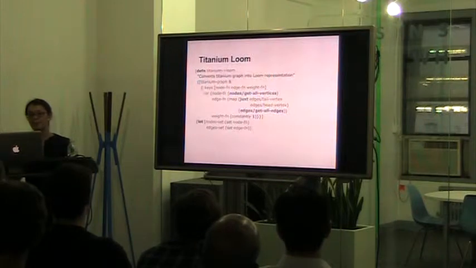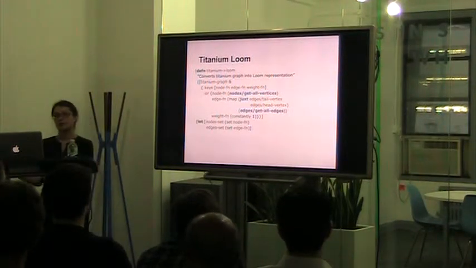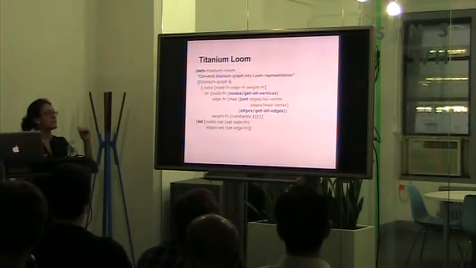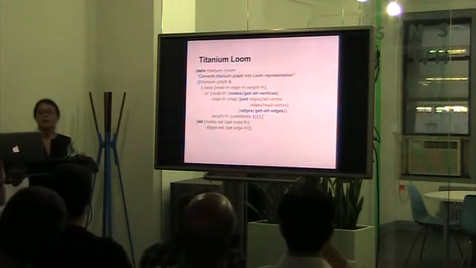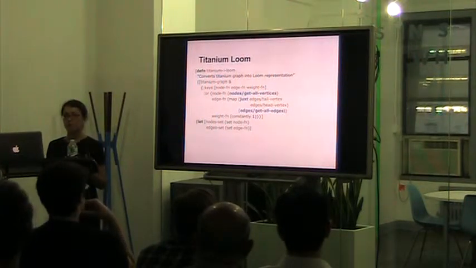So now, how do we do this? Our Titanium to Loom function will take our Titanium graph, and then it will allow the user to specify their own node, edge, and weight functions.